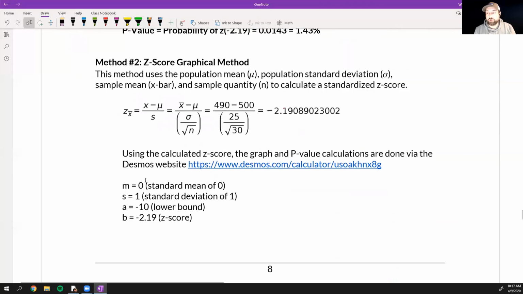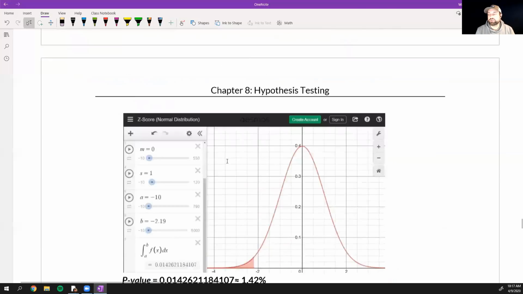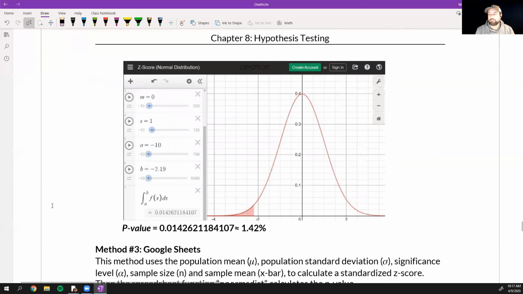You could go to Desmos. And so you could calculate a Z-score once again, click on Desmos, and look at the graph. So here's our standardized mean. Here's our standardized standard deviation. Here is our lower bound, -10, way over here. And here's our upper bound, -2.9. This is our Z-score. And when we do that, Desmos calculates the area under this curve to be this value, which is 1.43%, a little bit more accurate.